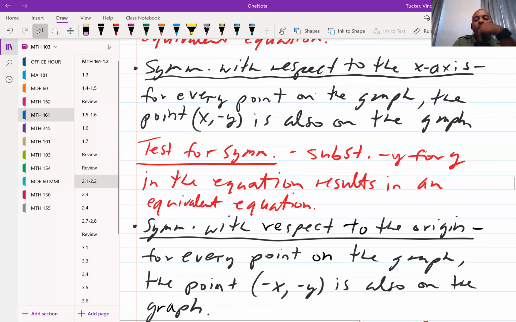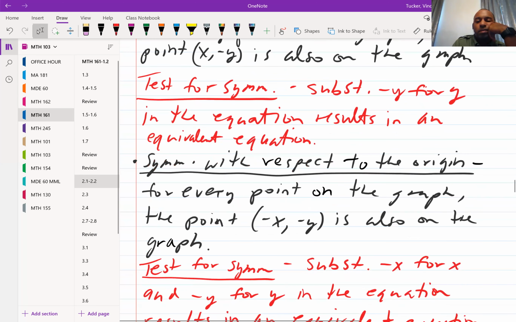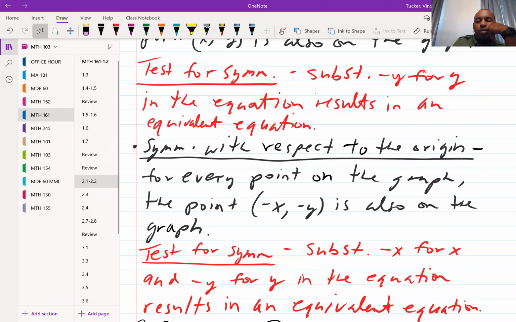And the last one, symmetric with respect to the origin. For every point on the graph, the point (negative x, negative y) is also on the graph. So in this case, you plug in negative x for x, negative y for y, and then see if it results in an equivalent equation.